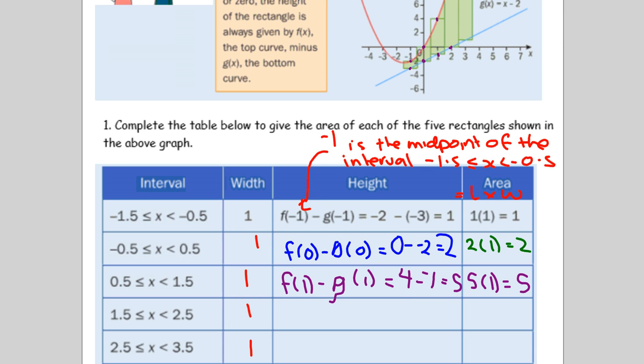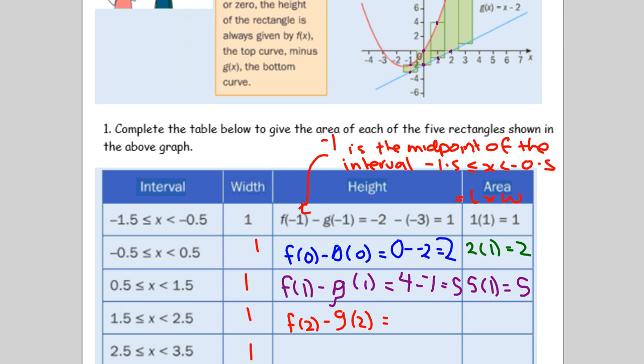Then we'll do another one. What's the midpoint of the next interval? 2, good. They're nice whole numbers. f of 2 minus g of 2. For f of 1, just go to where x is 1 and go up to where it's on the f. The f is the red parabola, and the g is the blue linear. So f of 2 minus g of 2, did you get 10 minus 0? Yes, 10 minus 0 equals 10.